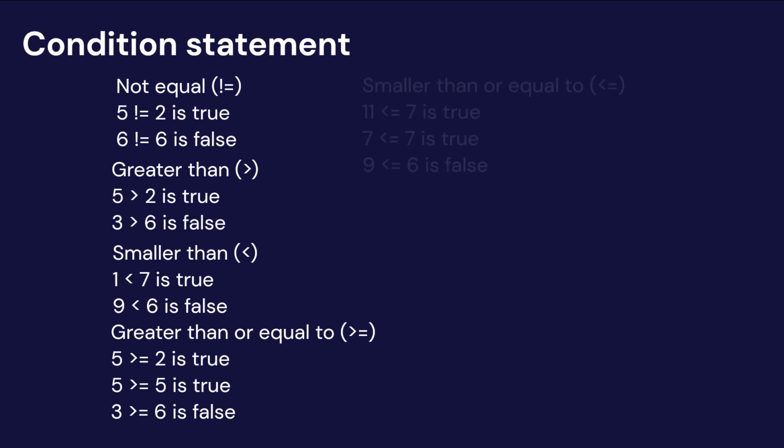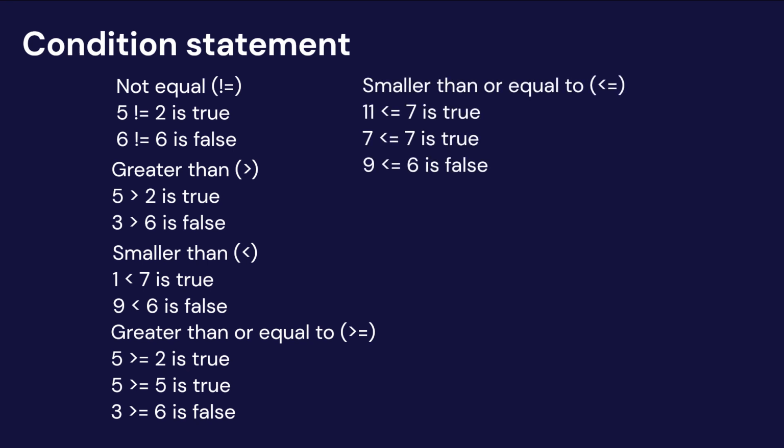Smaller than or equal to. Returns true if the left is smaller than or equal to the right. 11 less than or equal to 7 is false. 7 less than or equal to 7 is true. 9 less than or equal to 6 is false. We also have three logical operators, and, or, not, that are useful if we want to combine multiple conditions.